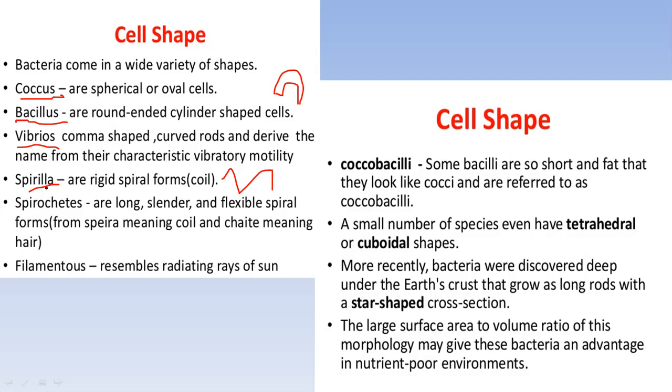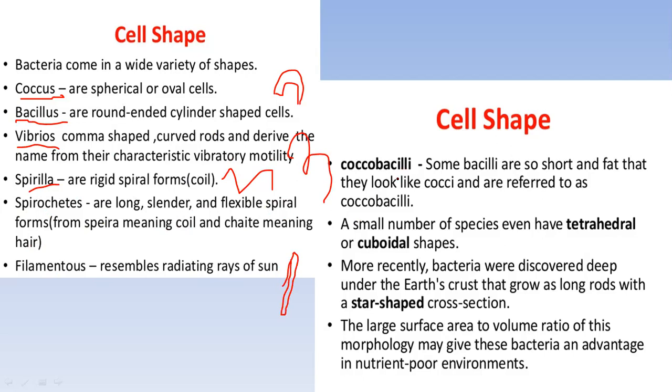Spiral like this, sorry. And spirochetes are long, cylindrical and flexible. Spira means coil, so they are coil shaped, and chaete means hair. Because they are very thin, they are like coiled hair, curly hairs. Filamentous forms resemble rays radiating, so they are just the long filamentous ones.